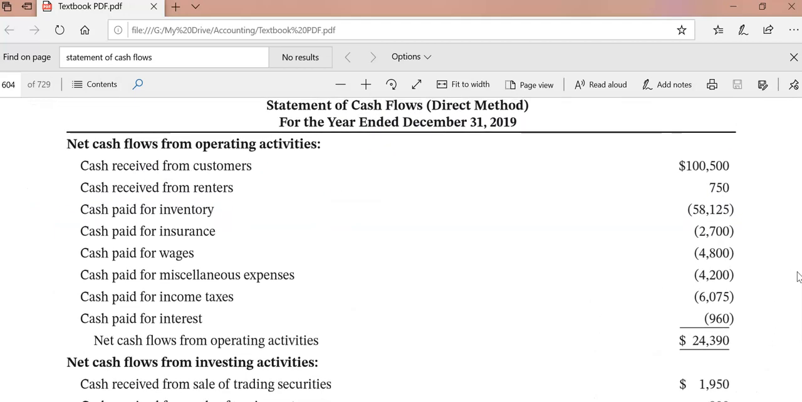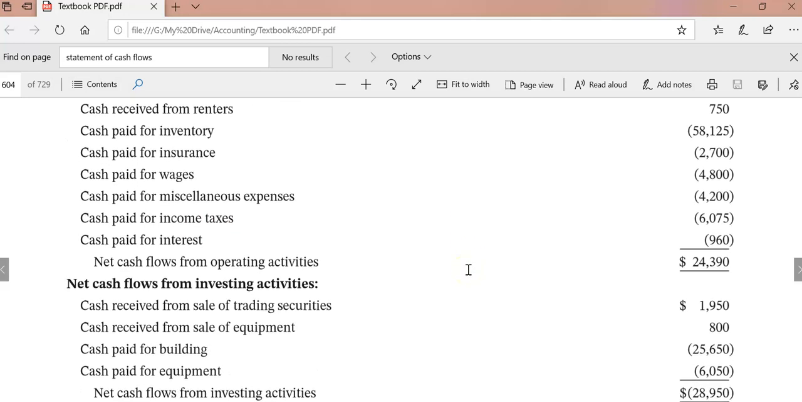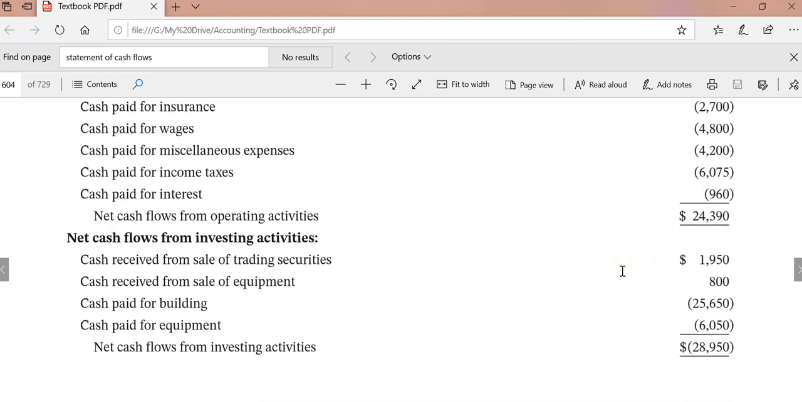And so the first section is operations. And so you could see cash received from customers, $100,000. Cash received from renters, $750,000. And then cash paid for all different types of things. And one thing you want to make sure, don't forget that income taxes and interest paid by the business is going to be an operating activity. So then you have a net amount. So from operations, cash went up by $24,000 because of operations.